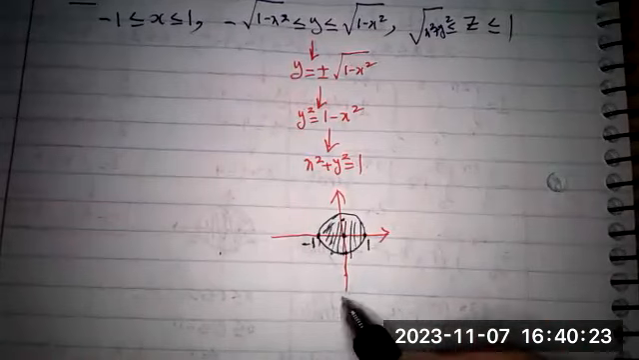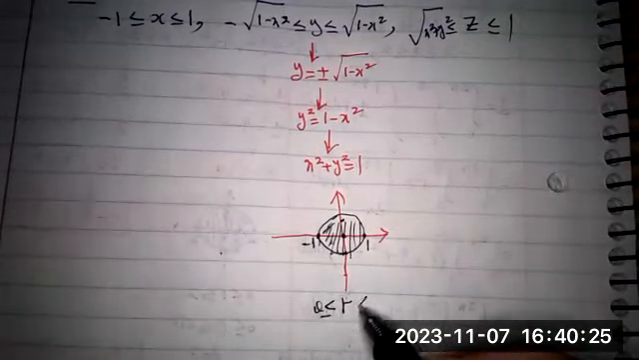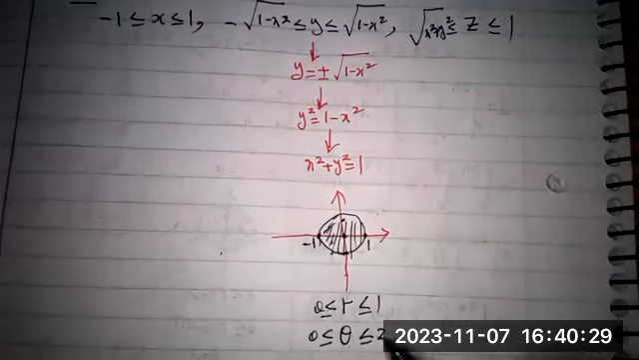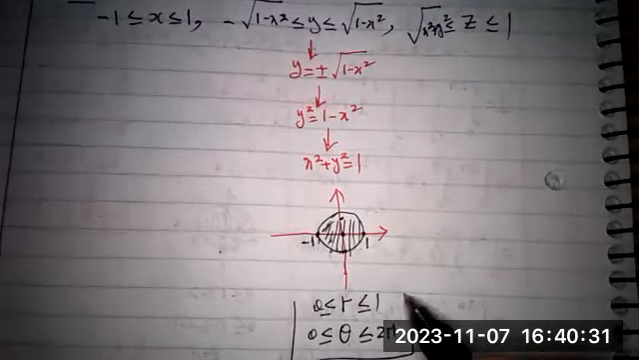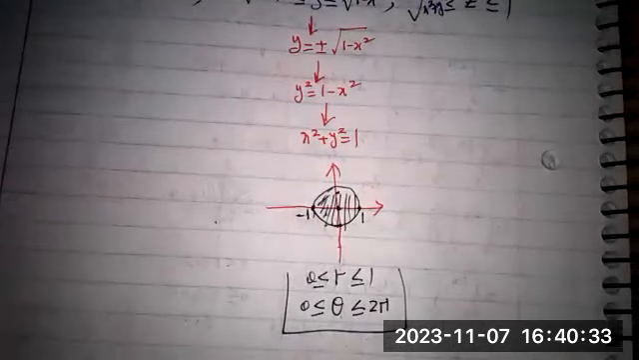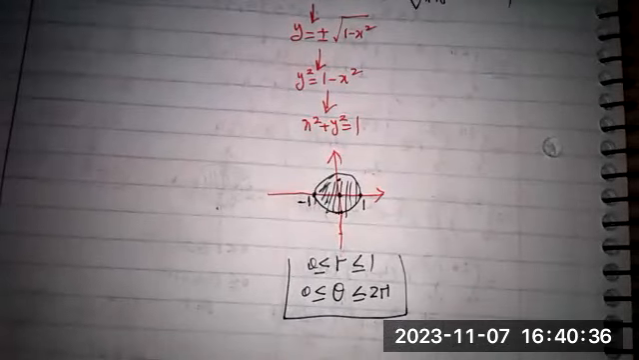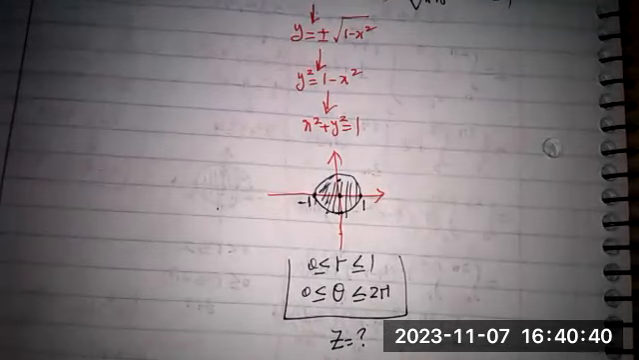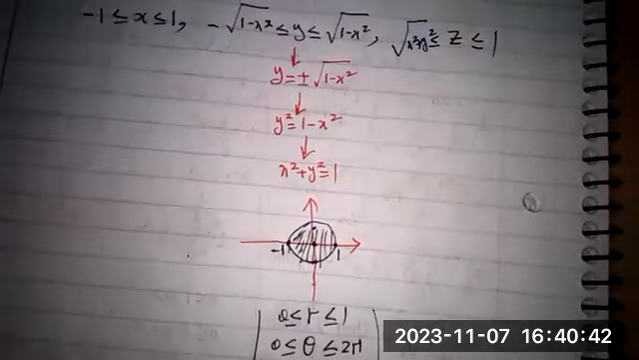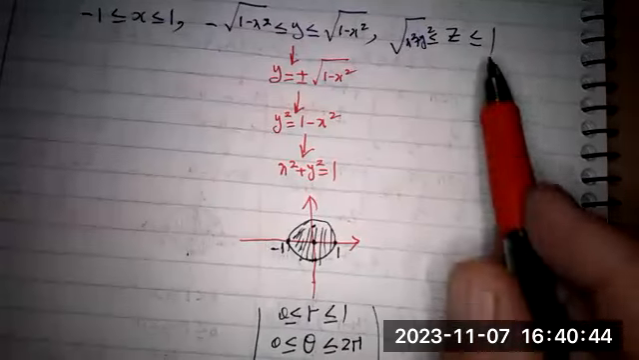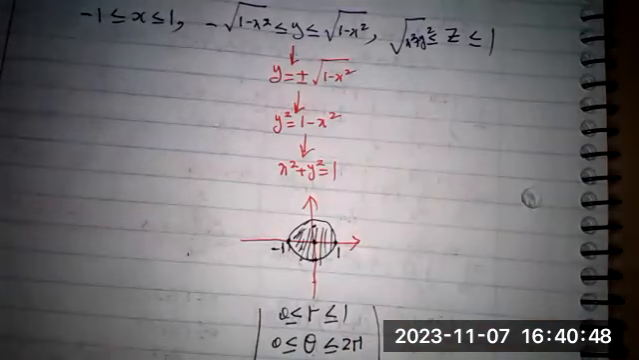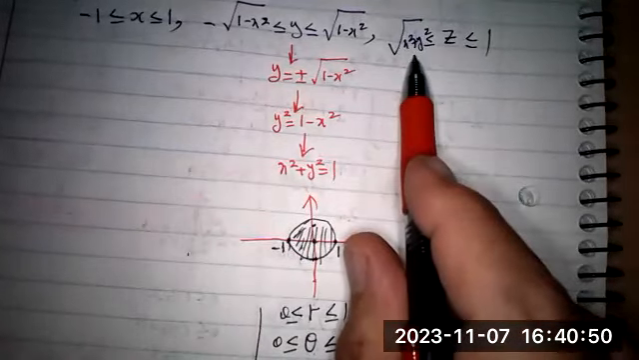So R is clear. The radius is 1. So R is between 0 and 1. And theta is between 0 and 2 pi. So this is it. Any question? Now you have to take care of the z. You go back to see what you have for the z. You see z? Z is less than 1, but it's greater than radical x squared plus y squared. So you change this one into the R and theta.